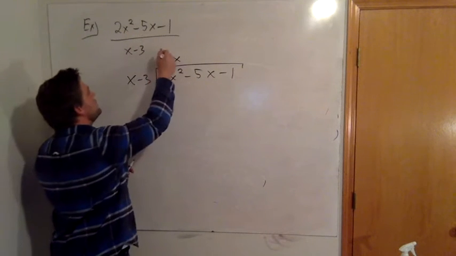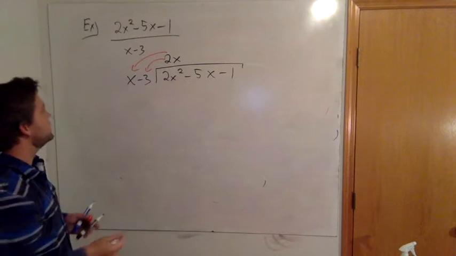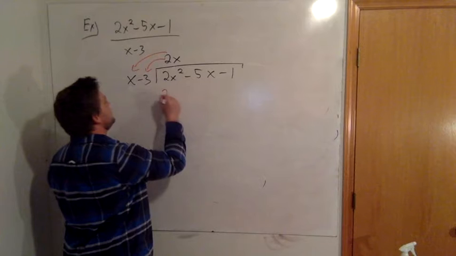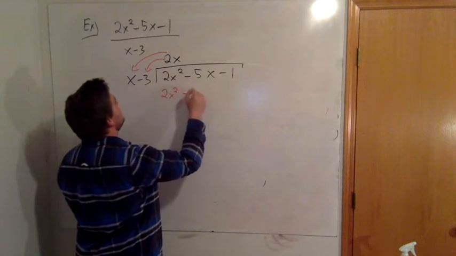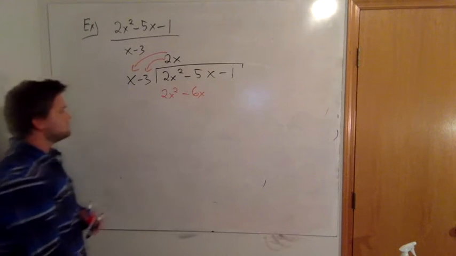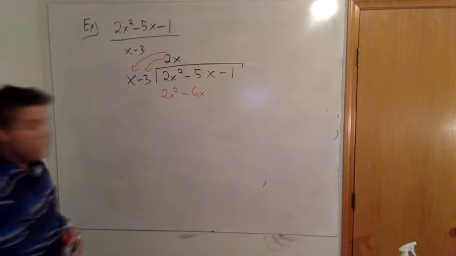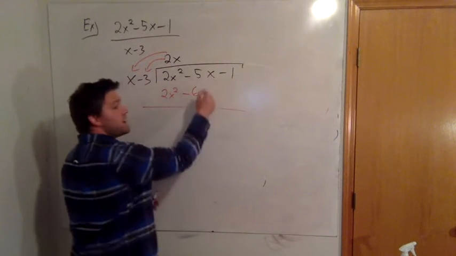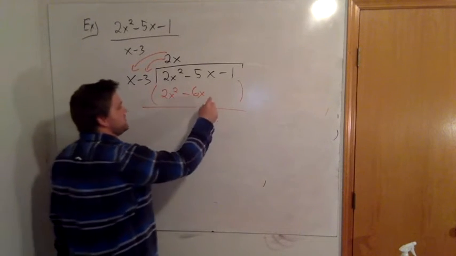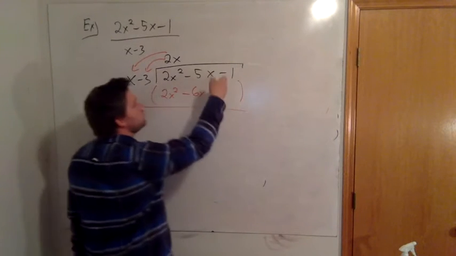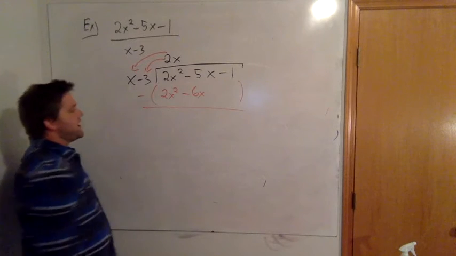So what we do now is we multiply 2x by the x and by the negative 3. 2x times x gives a 2x squared, and 2x times a negative 3 gives a minus 6x. Now we're going to subtract these two polynomials. If you like, you could think that there's an extra plus 0 right here, or you could just leave a space to think that there's a blank there. Either way would work. But we're going to subtract.